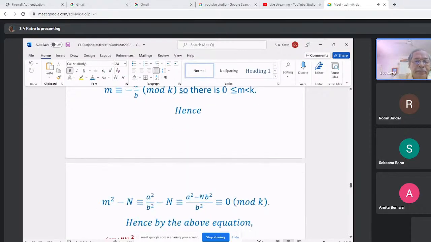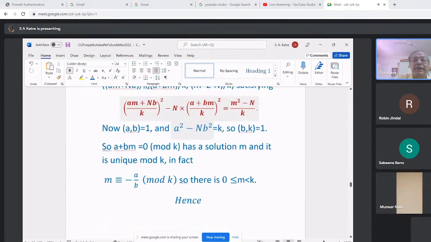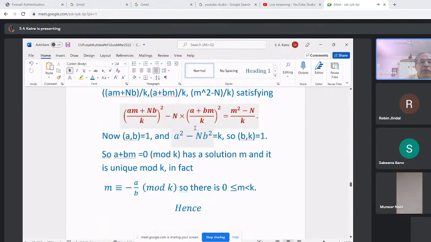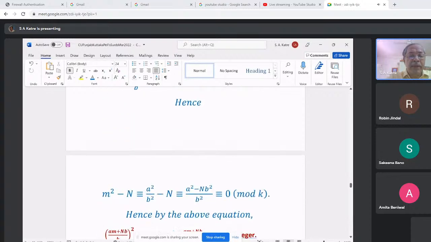Now let us look at m square minus n. You see, not only do we want that a plus bm is divisible by k, which we have achieved by taking m congruent to minus a b dash, where b dash is the inverse of b mod k. But what about m square minus n by k? Is m square minus n divisible by k? Let us see that. It automatically happens that m square minus n is divisible by k.